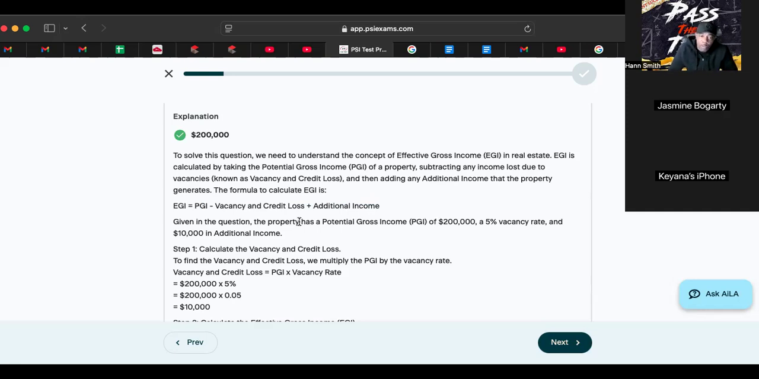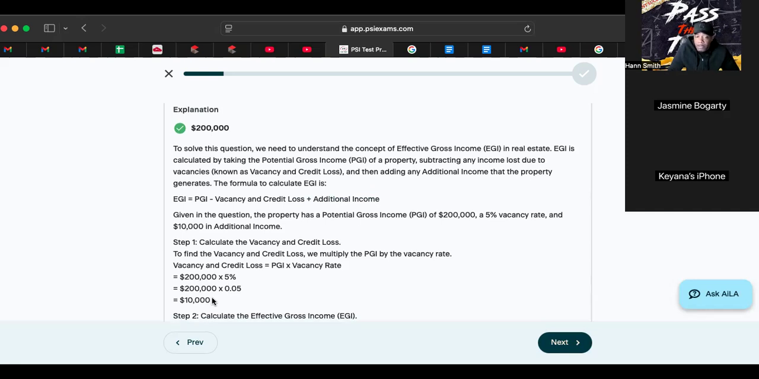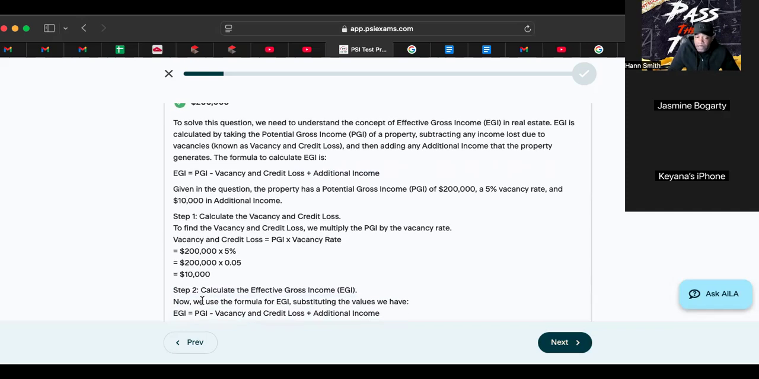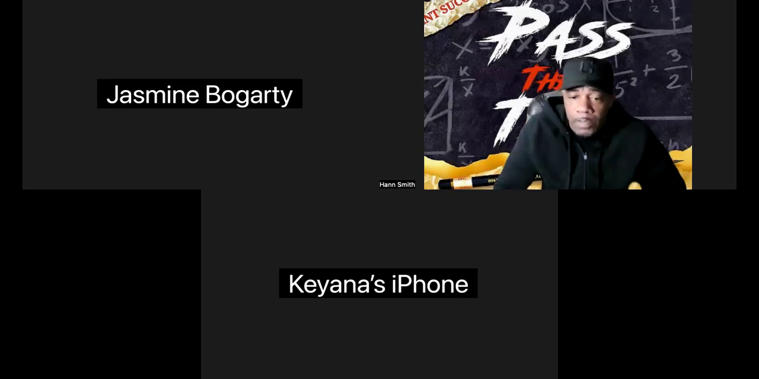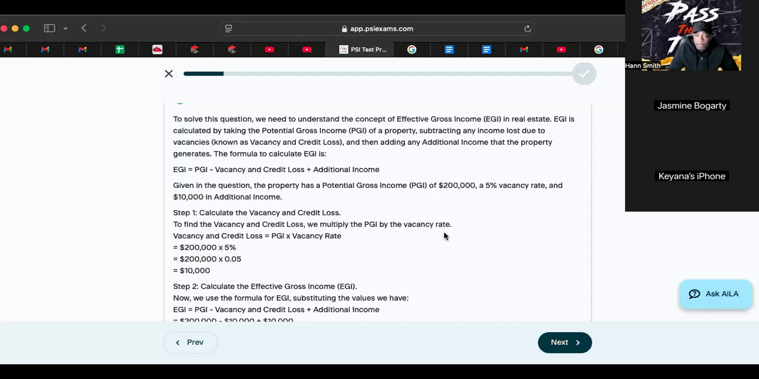What they're saying is, why are we going to take vacancy out of the additional income for parking and all of that stuff? But I'm taking vacancy out of everything. So they want you to take vacancy out of just the rental income. That's what they did here: 5% equals 10,000. That's what they wanted us to do for the calculation, and I disagree with it, because nobody's going to do it that way. But this is what they're saying.